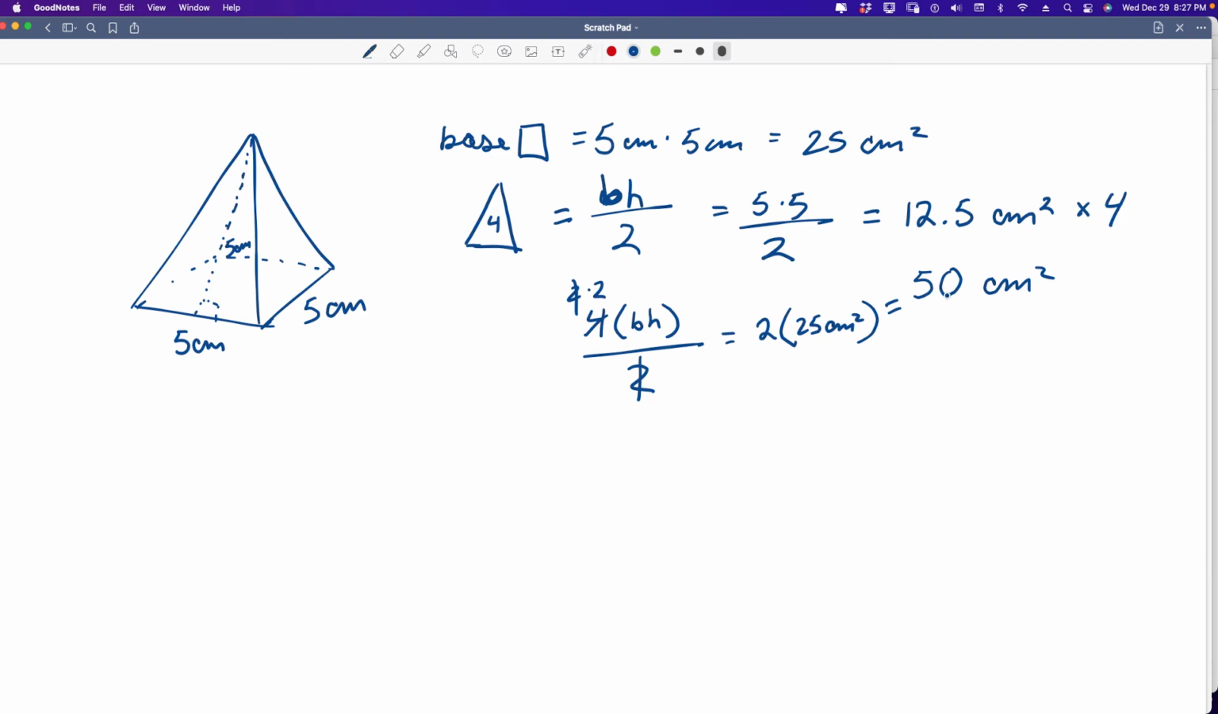Anyway, the lateral surface area is 50 centimeters square. The base surface area is 25. So when we say 25 plus 50, we're going to get 75 centimeters square, because it's surface area for this pyramid. Let me double check and make sure I got that right. Yes, that is correct.